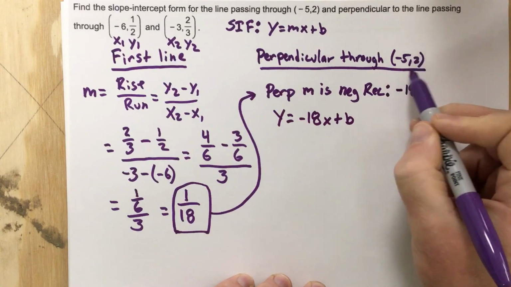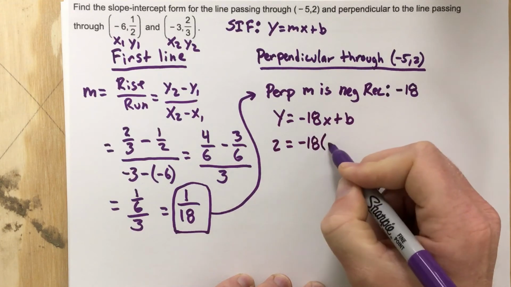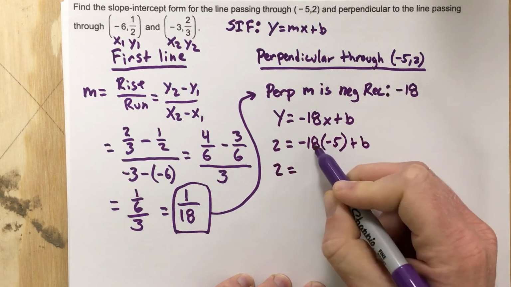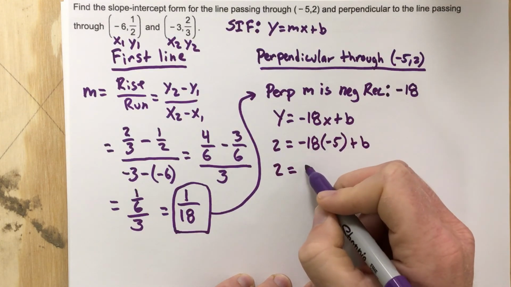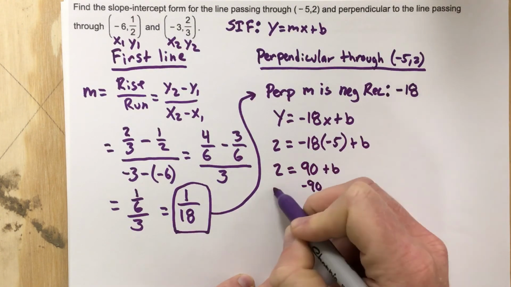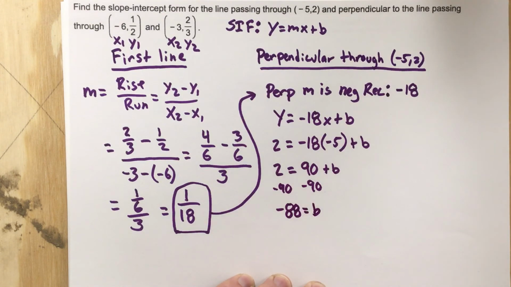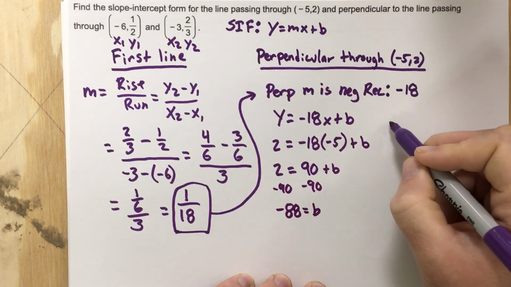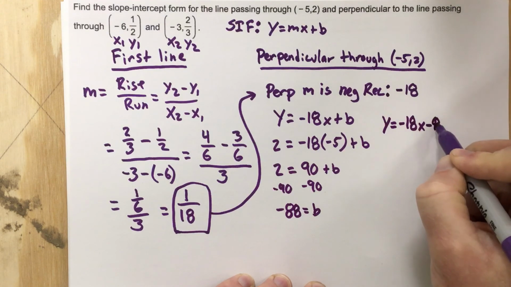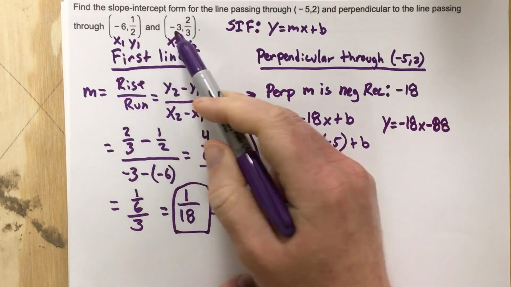I can take this coordinate, which is -5, 2, and plug it in. So I have 2 equals negative 18 times -5 plus b. So it's 2 equals negative 18 times -5, which is 90, plus b. Subtract 90 over, I get negative 88 for b. So that means I have y equals negative 18x minus 88. And this is the line that's perpendicular to this line here that goes through these 2 points.